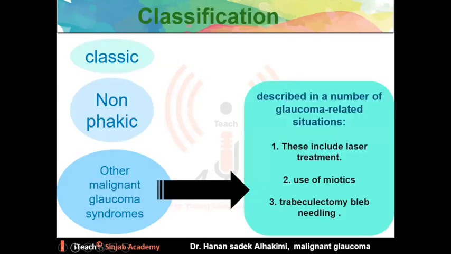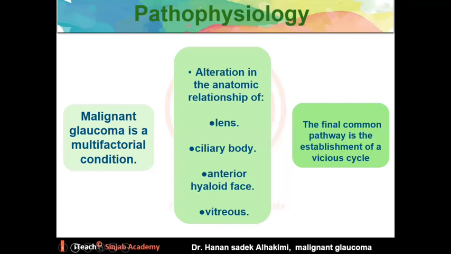Classification, as all of us know, it is either classic, non-phakic, or other glaucoma syndromes associated with things like post-laser treatment, use of miotics, or post-trabeculectomy bleb needling. Pathophysiology, there are multiple theories regarding this. We can conclude that it is a multifactorial condition resulting in alteration in the anatomic relationship of the lens, ciliary body, anterior hyaloid face, and the vitreous, resulting in a vicious cycle.